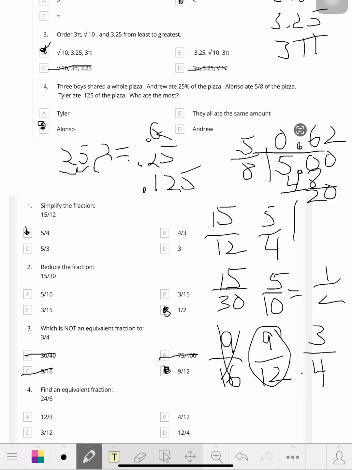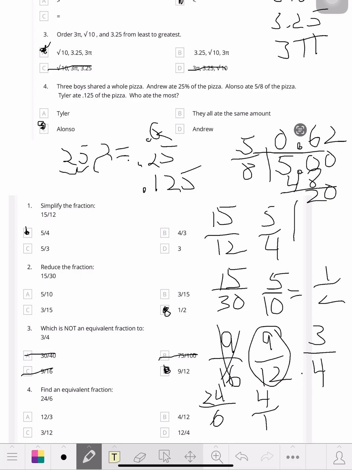Okay, find the equivalent fraction. So we take 24/6. What's the least common denominator? 6 is going to be it. I know it. So it's going to be 4/1. Oh, but that's really not what they're looking for. You know what they're looking for? They're looking for something that's fairly similar.